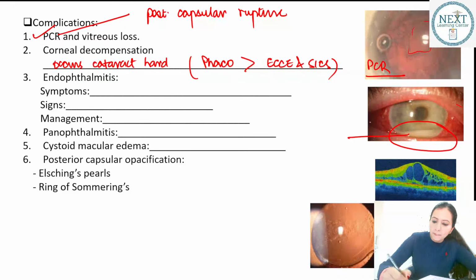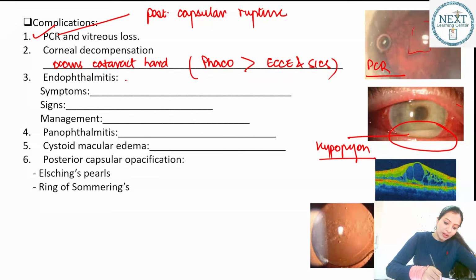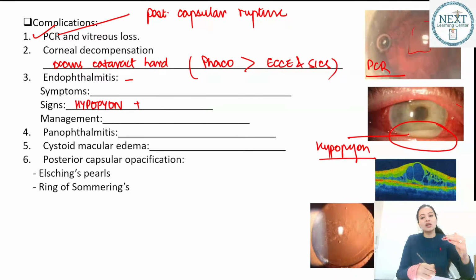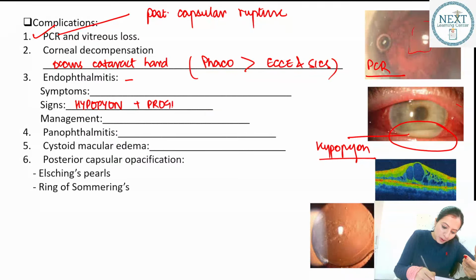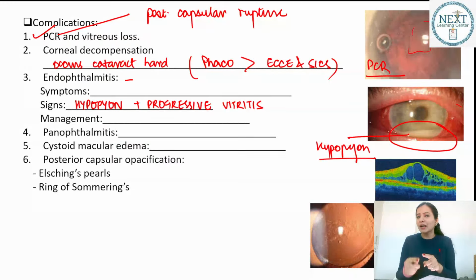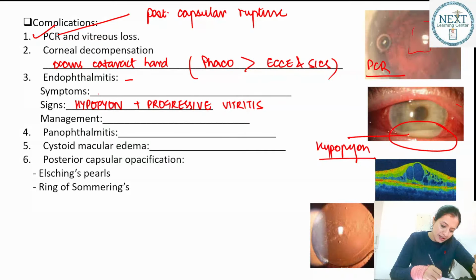Next is endophthalmitis. This is your pus in anterior chamber called as hypopyon. Endophthalmitis, what is happening? There is inflammation of the cavities. So signs will be hypopyon, that is pus in the vitreous along with pus in the anterior chamber. Along with that, there is inflammation of the vitreous, which you will call as progressive vitritis. So any patient coming with hypopyon with progressive vitritis occurring after cataract surgery, that is endophthalmitis. Patient will come with pain, redness and photophobia.